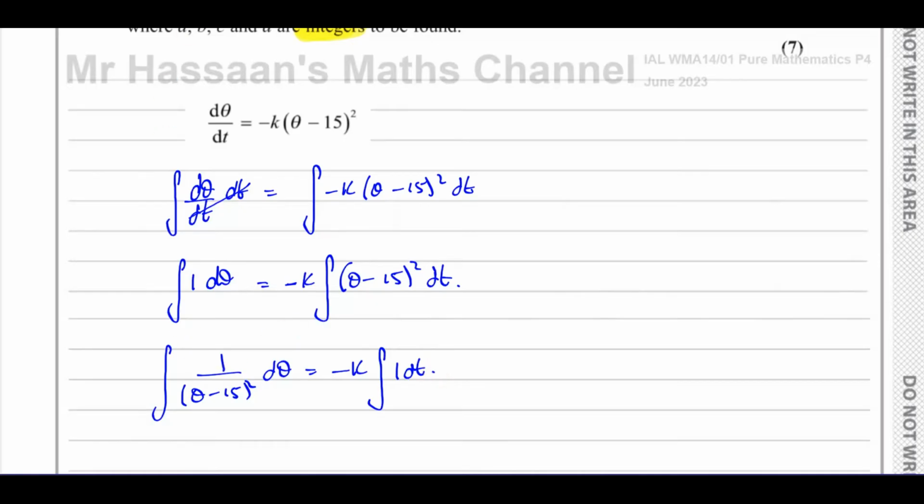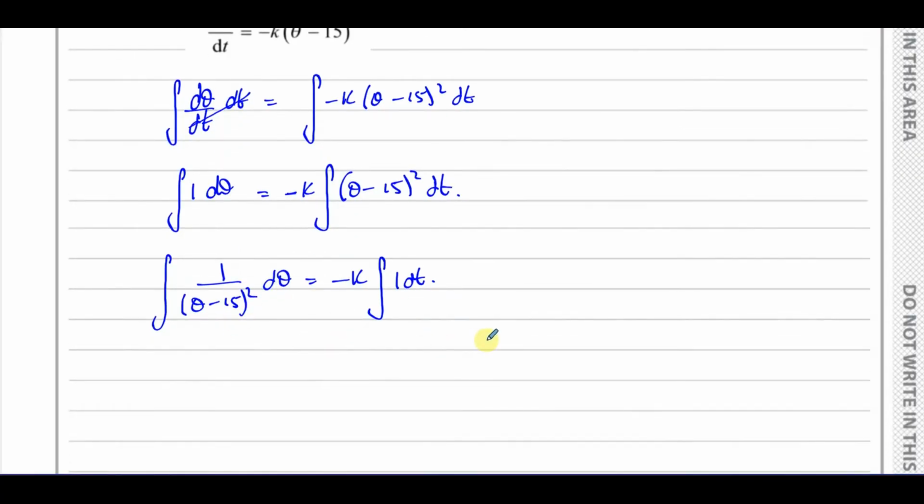We have to think about how we can try to integrate something like this. How do we integrate something like this? Well, we can integrate it if we rewrite it in this form as theta minus 15 to the power of minus 2, d theta equals minus k times the integral of 1 with respect to t.